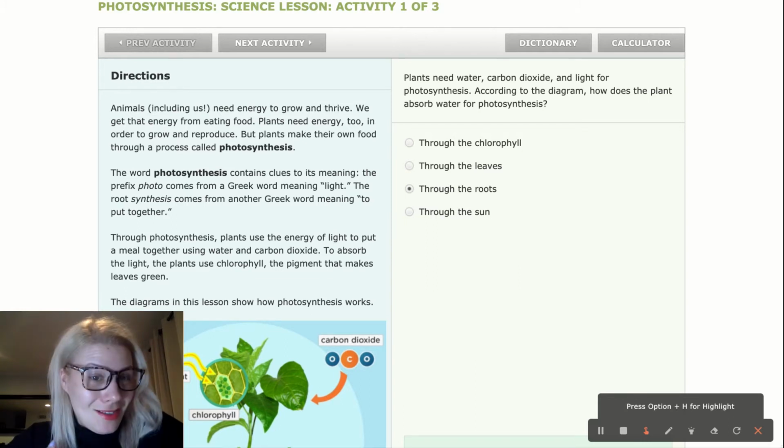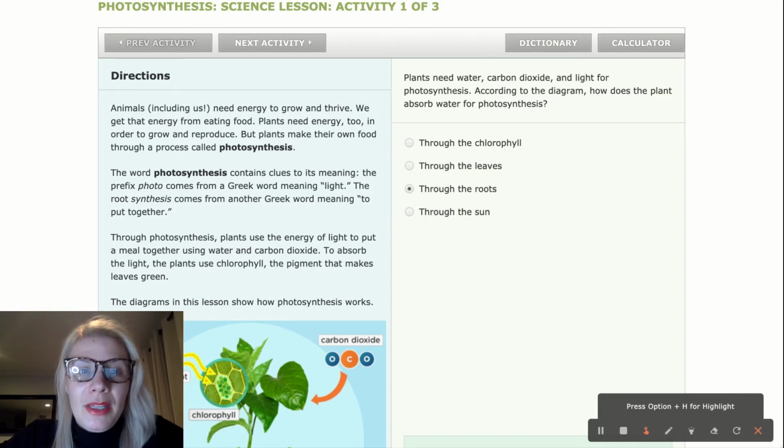Animals, including us, need energy to grow and thrive. We get that energy from eating food. Plants need energy too in order to grow and reproduce. But plants make their own food through a process called photosynthesis. The word photosynthesis contains clues to its meaning. The prefix photo comes from a Greek word meaning light. The root synthesis comes from another Greek word meaning to put together.